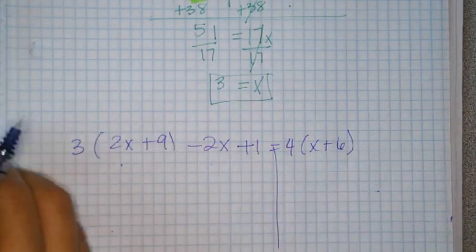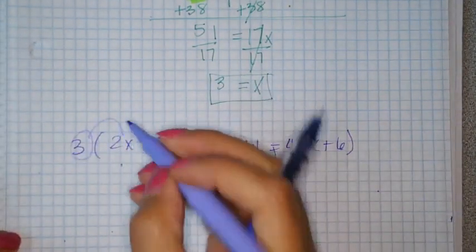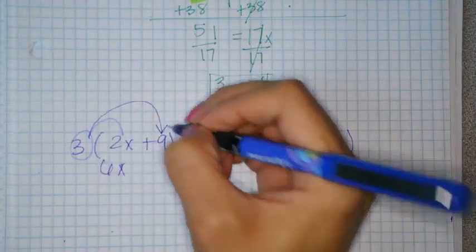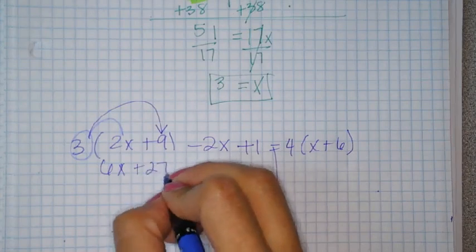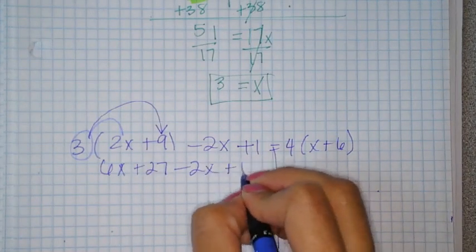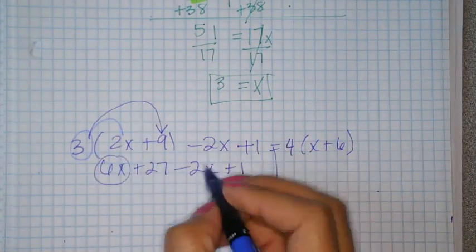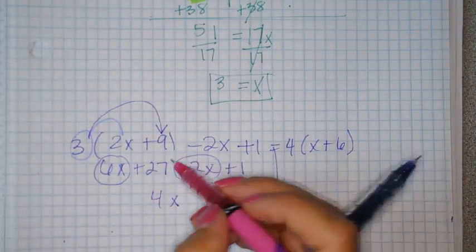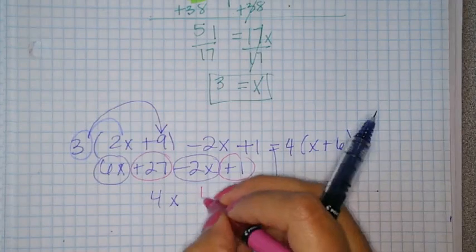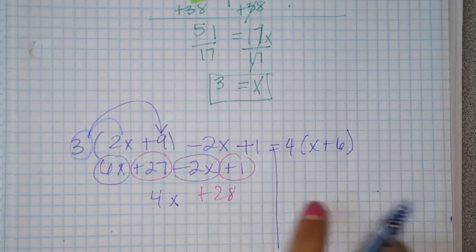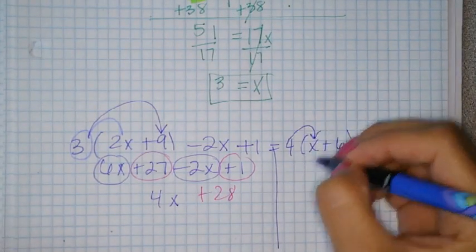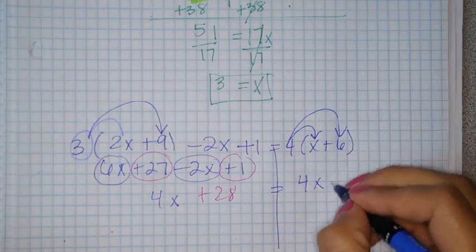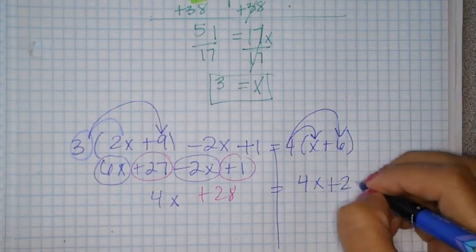So here I'm going to do distributive property. So it will be 6x, 3 times 9 is 27, minus 2x plus 1. I can combine the like terms, so 4x, okay, and then combine these like terms, so plus 28. Now I'm ready to move to the other side. The other side would be 4x, and 4 times 6 is 24.